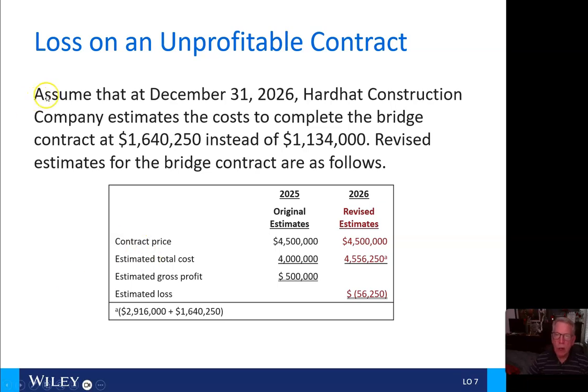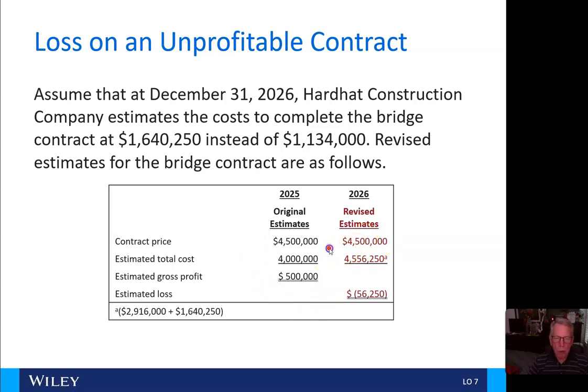Okay, a loss on an unprofitable contract. Here we're going to assume that on December 31, 2026, Hard Hat Company estimates the cost to complete the bridge at $1,640,250 instead of the $1,134,000. So the revised estimates for the bridge contract are as follows.